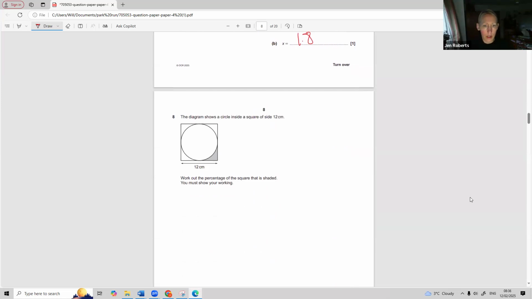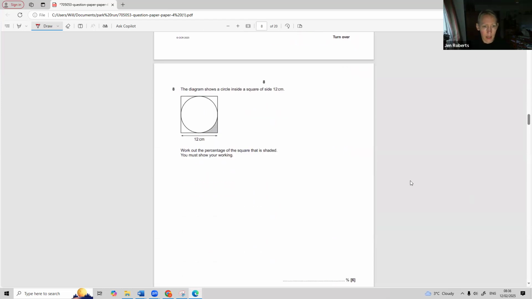Diagram shows a circle inside a square of side 12 centimetres. Work out the percentage of the square that's shaded. So what's the area of our entire square? 12 times 12. What's the area of our circle? You do need to know this formula. Pi r squared. Radius is 6.